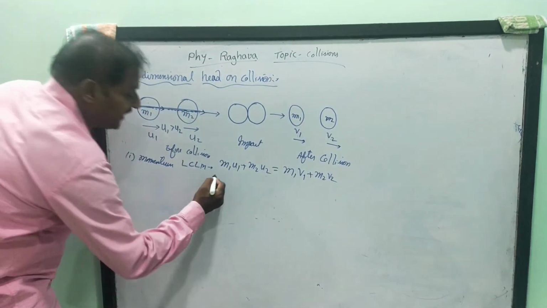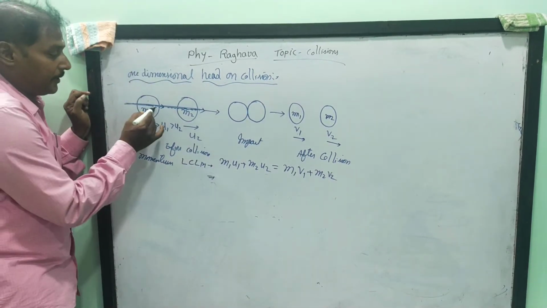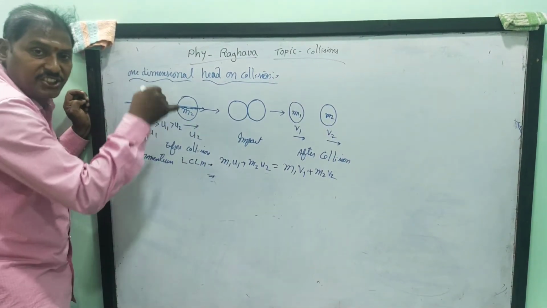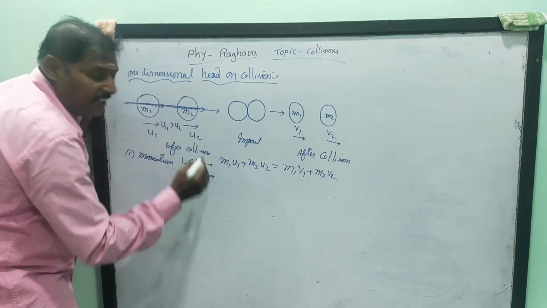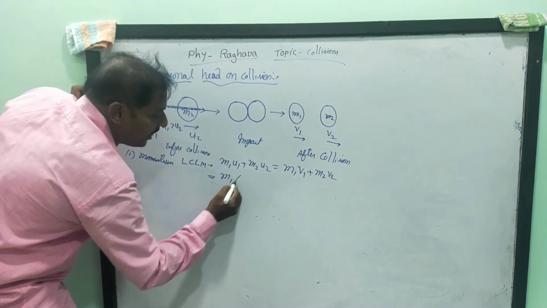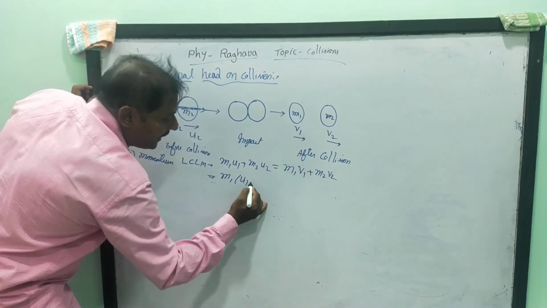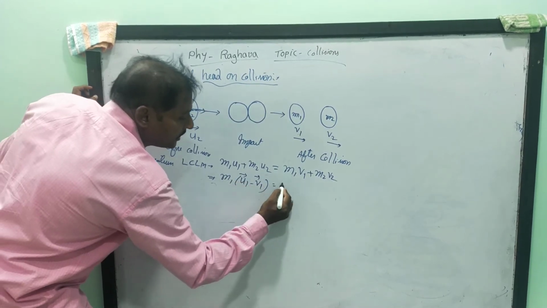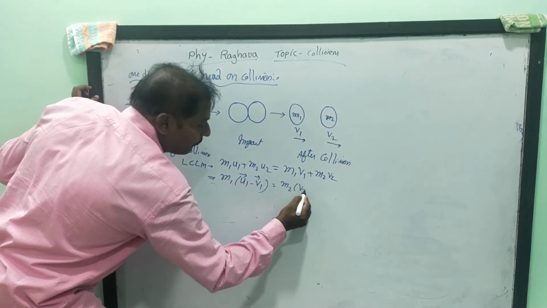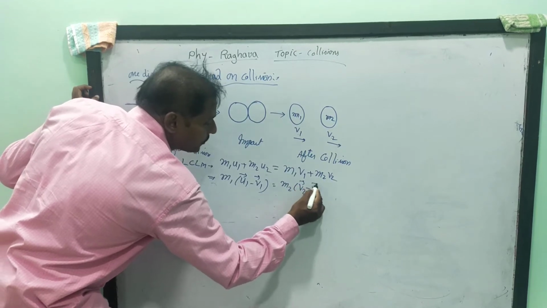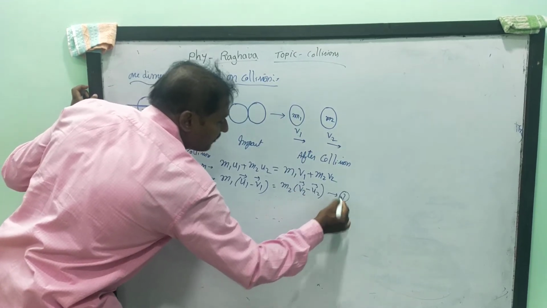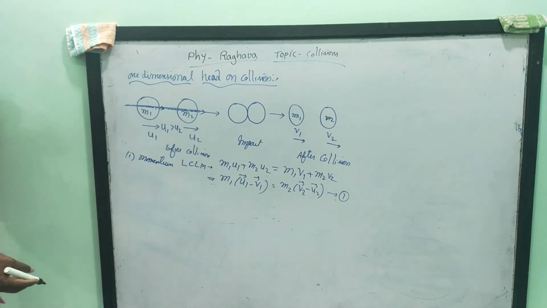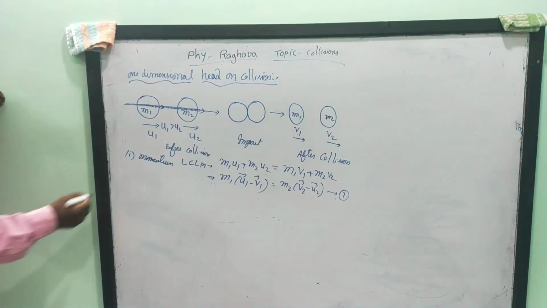So simply we can write in vector notation if the direction is not clear. m1 of (u1 minus v1) is equal to m2 of (v2 minus u2). We take this as equation 1, according to the law of conservation of linear momentum.